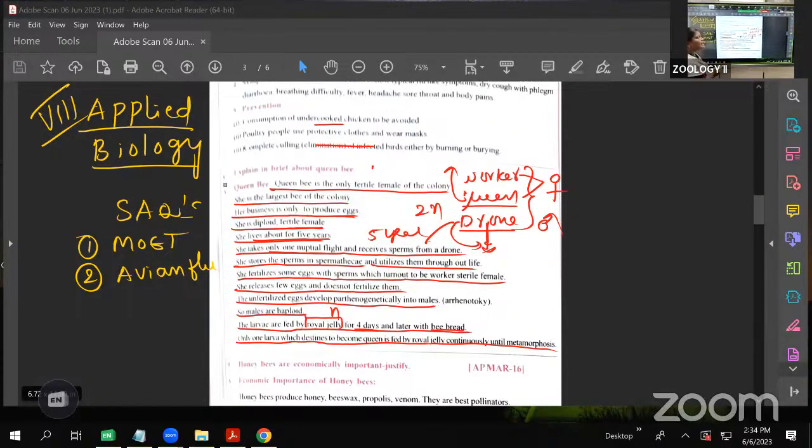At that time only she collects the sperm and stores it inside the spermatheca, utilizing it throughout her life. From the fertilized eggs females are produced, and through parthenogenesis the males are produced. That's why the males are haploid. This is about the queen. In the whole beehive, only one queen is available.